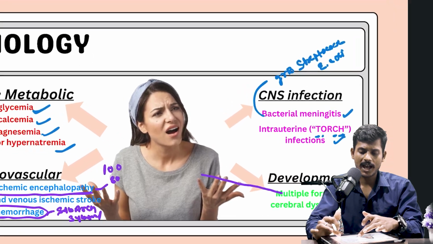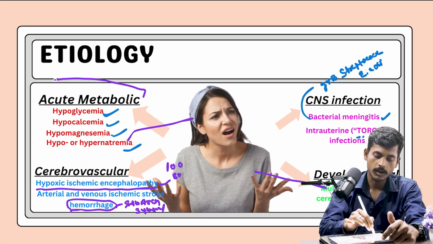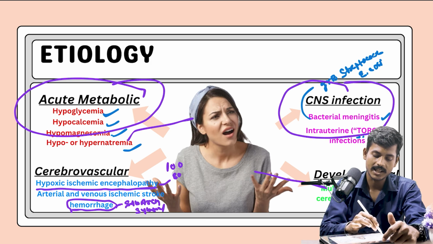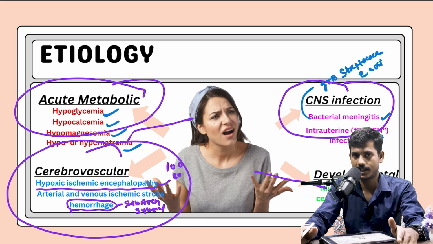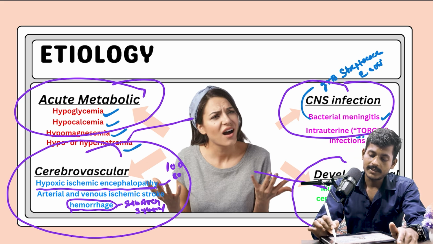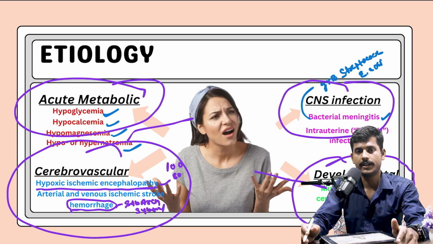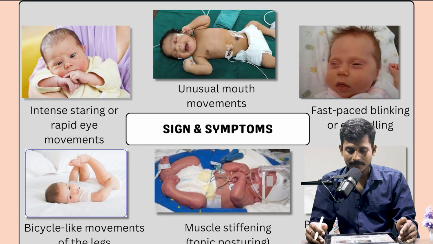Now the thing you have to keep in mind is that the metabolic problem, CNS infection, and cerebrovascular causes, these three can be managed. But if you are talking about the developmental problem, then it is very challenging. It needs an ample amount of effort and an ample amount of time to correct it. So these are the diverse symptoms.